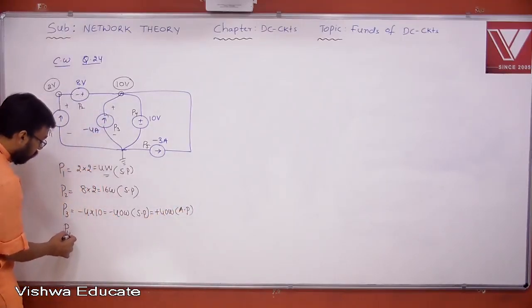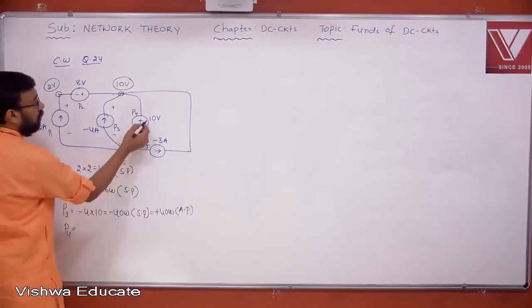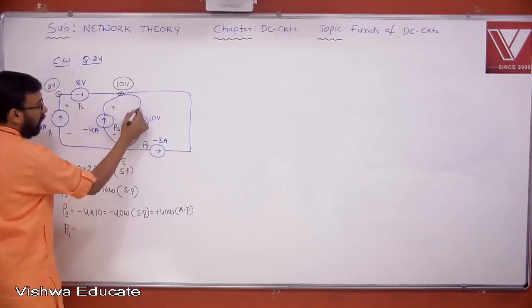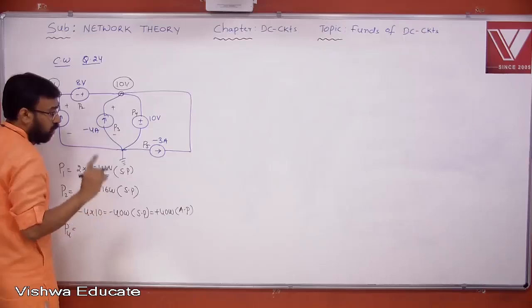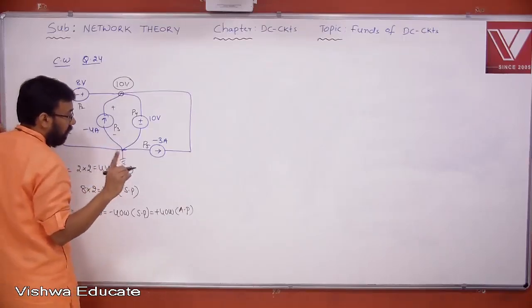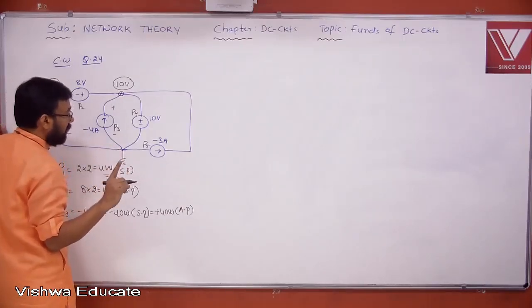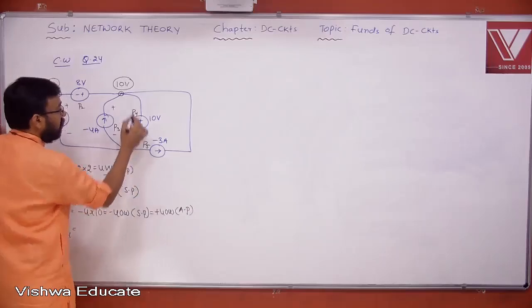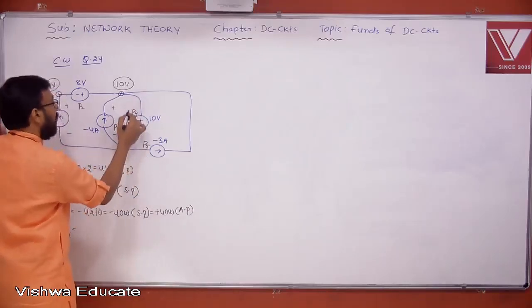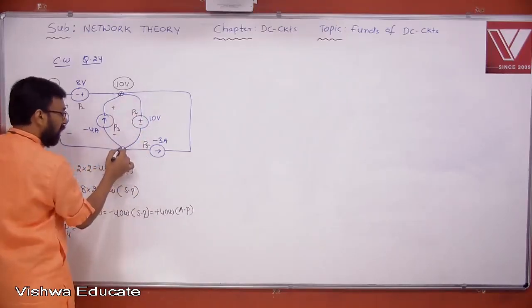P4. What is P4? You know the voltage, but you need to find the current. To find the current in any path, I told you already: if there is a resistor, apply Ohm's law; if there is no resistor, just simply apply KCL. So this path doesn't have any resistor. Let us apply KCL at this node, or at this node also you can apply.